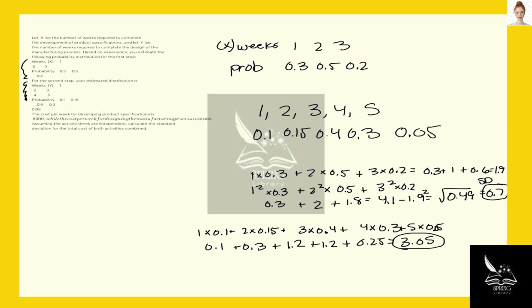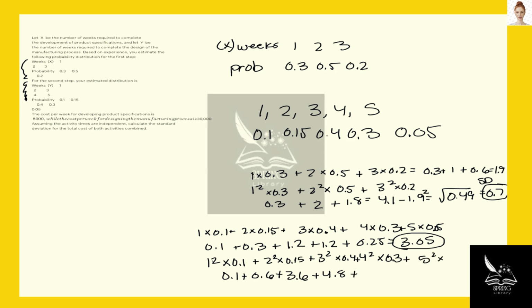And so then you're going to take 1 squared times 0.1, which is 0.1, plus 2 squared times 0.15. 4 times 0.15, that's 0.6. And then plus 3 squared times 0.4. So 9 times 0.4 is 3.6. And then 4 squared times 0.3, that's 4.8, plus 5 squared times 0.05, and that's 1.25, plus 4.8 plus 3.6 plus 0.6 plus 0.1, and that is equal to 10.35.